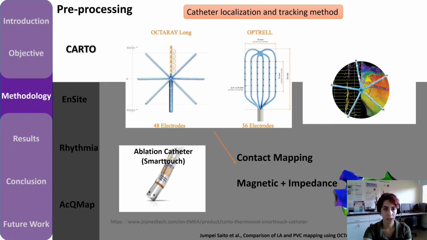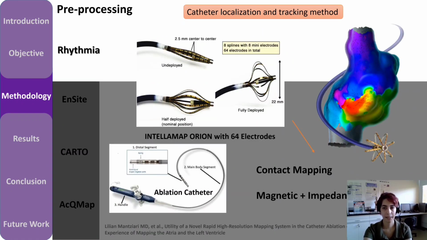Here I'm talking about the Carto system, which has these kinds of catheters, octa-array, a type of catheter with different numbers of electrodes, and pent-array as well, but all of them work with contact mapping. For Arrhythmia, this system has a specific type of catheter, called Orion. It has 64 electrodes.